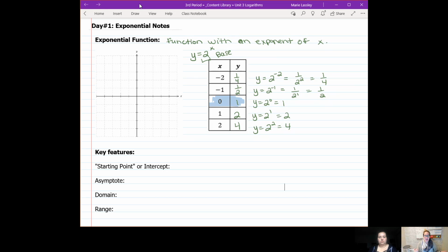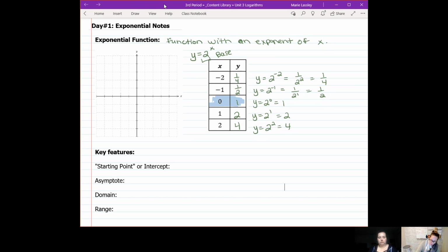You're never actually going to have a negative y value, right? If you plug in -100 for x, you're just going to end up with 1/2 to the power of 100, which is just some really, really tiny number, right? So we get a graph that looks kind of like this.